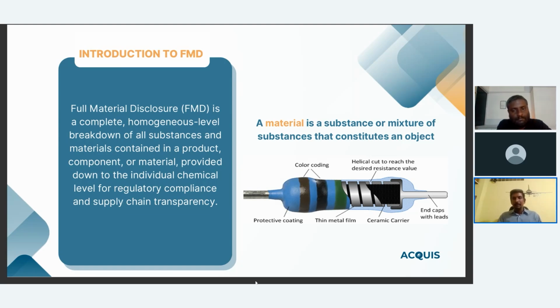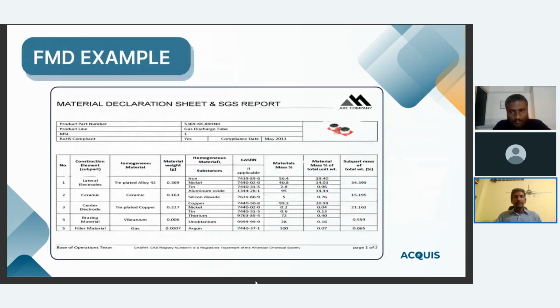Now, let's see an example of a full material disclosure, like how suppliers provide this data to you. That's why I have this example here. This is a full material declaration for a gas discharge tube.